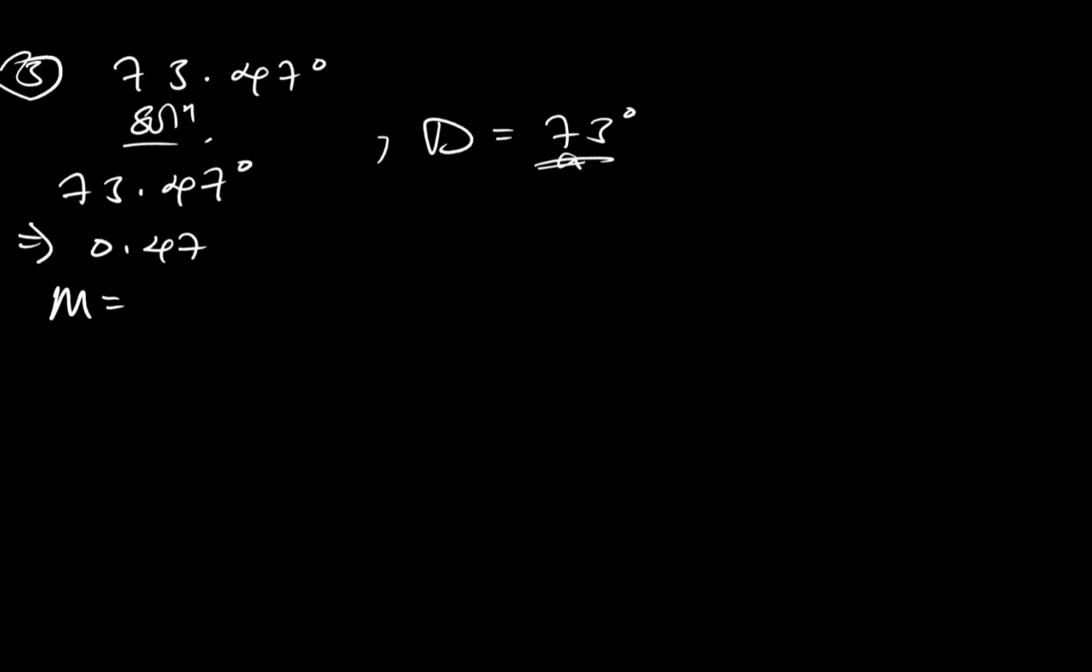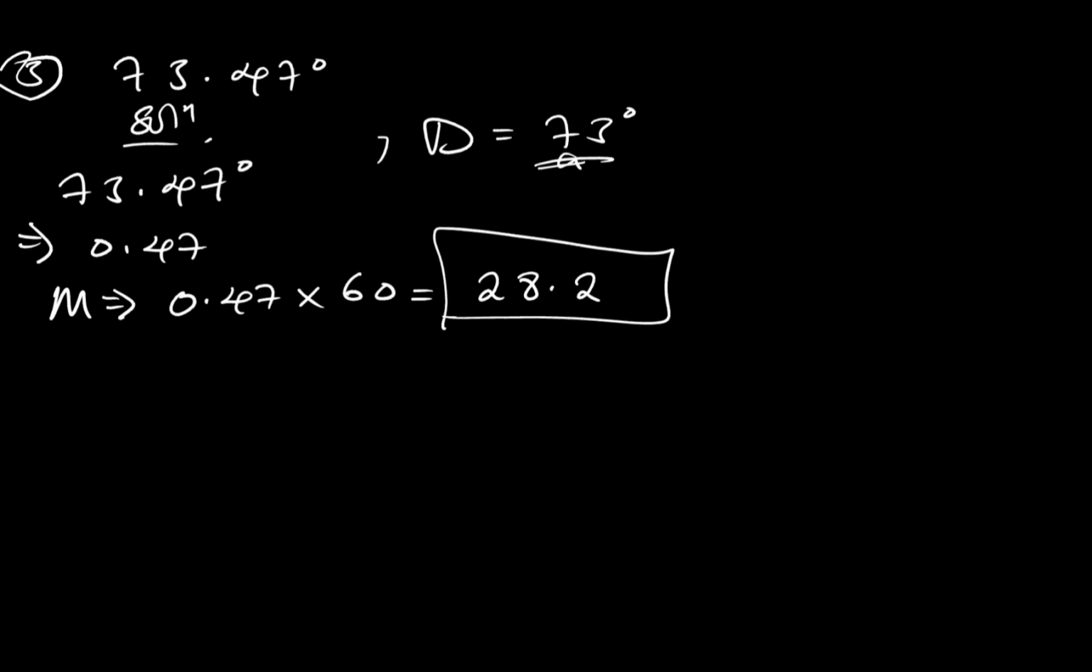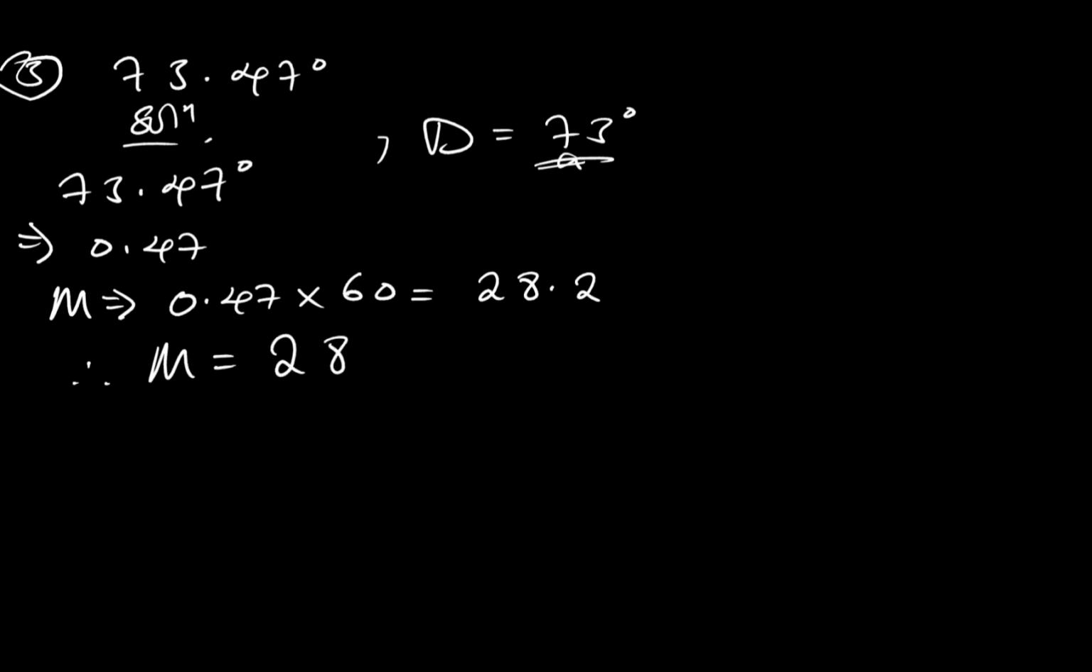Now, to get the minutes, all we're supposed to do is say 0.47 multiplied by 60. 0.47 times 60 will give you 28.2. Now, this is not a whole number. It's a decimal number, or a decimal fraction. So I'll get the number that is before the decimal point, which is 28. So therefore I'll say my minutes are equivalent to 28, as you can see.